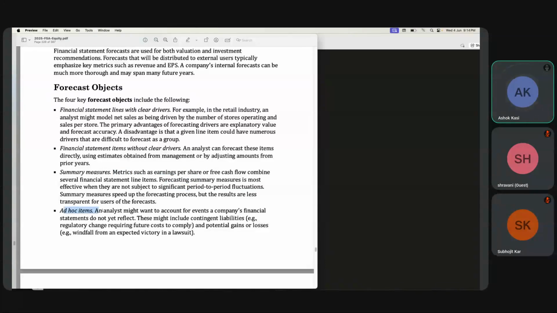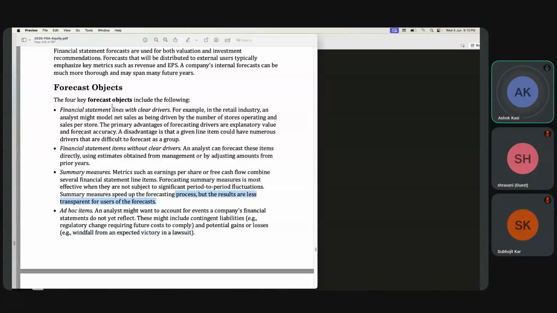Then anything ad hoc, meaning anything additional. An analyst might want to account for events, anything ad hoc, like a windfall from an expected victory in a lawsuit, or regulatory changes requiring future cost to comply. Windfall means a huge change. Imagine suddenly the oil price comes down sharply. Quite possibly certain oil companies will be able to get oil at a very low price, and at that time they will make huge profit. That is called windfall.